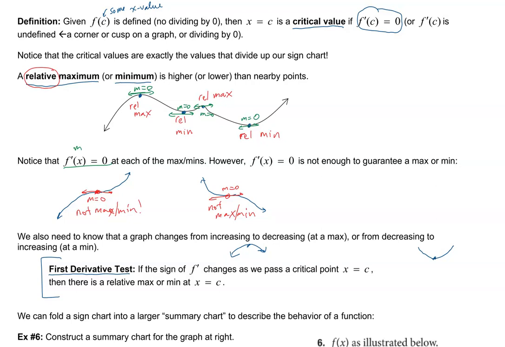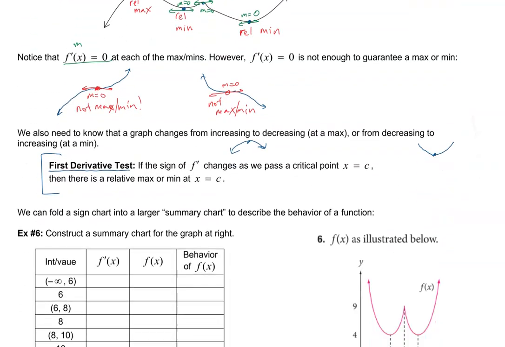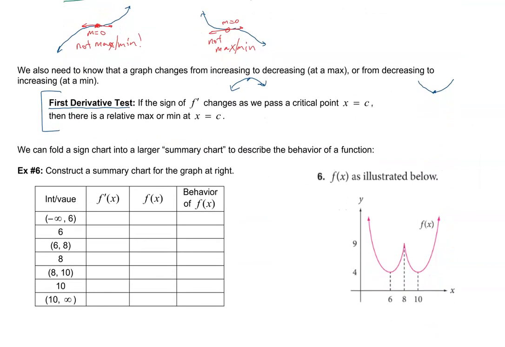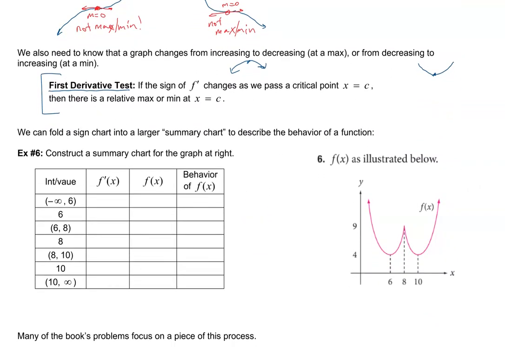So as I say here at the bottom, we can fold a sign chart into a larger summary chart to describe the behavior of the function. So we'll include all that positive, negative stuff we did earlier, but we'll now also talk about max, min type stuff as well. So again, I'm going to use the format of the book to make a summary chart. Let me scroll up here and let's work on this larger problem. So this summary chart here, if you look at the left-hand column with the what that's short for, intervals and values.